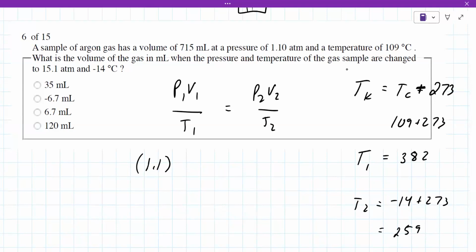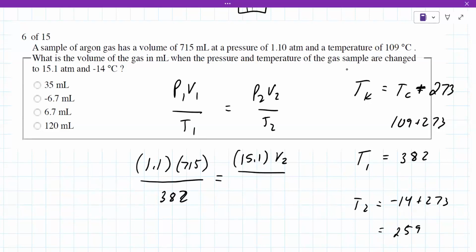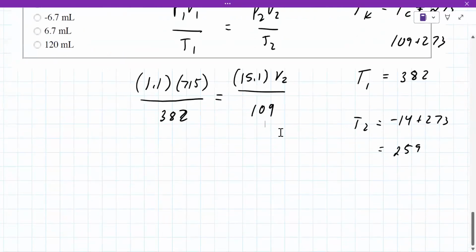1.1. And then 715 for the volume over, yeah, that. And then P2 is 15.1 and 109. Oh wait, no, sorry, we don't know the volume. We're trying to find the other one. Okay. So the way to proceed from here is to figure out this number on the left, whatever that is, figure out this division on the right.